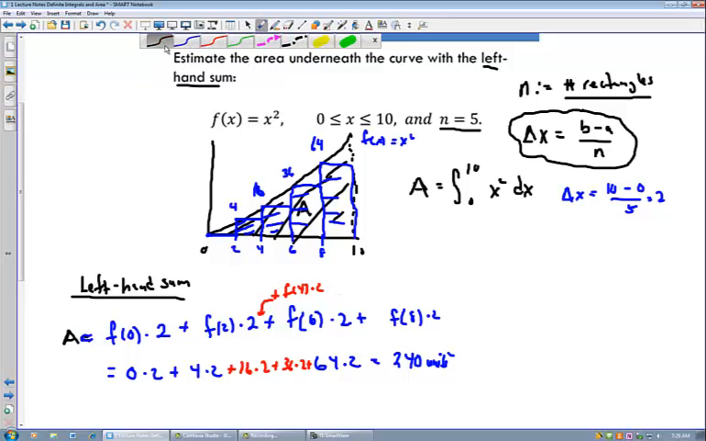You should have 5 terms. Why should you have 5 terms? Because you have 1, 2, 3, 4, 5 rectangles. So my estimate for the area would be 240 units squared. Very good. Let's look at the next one.